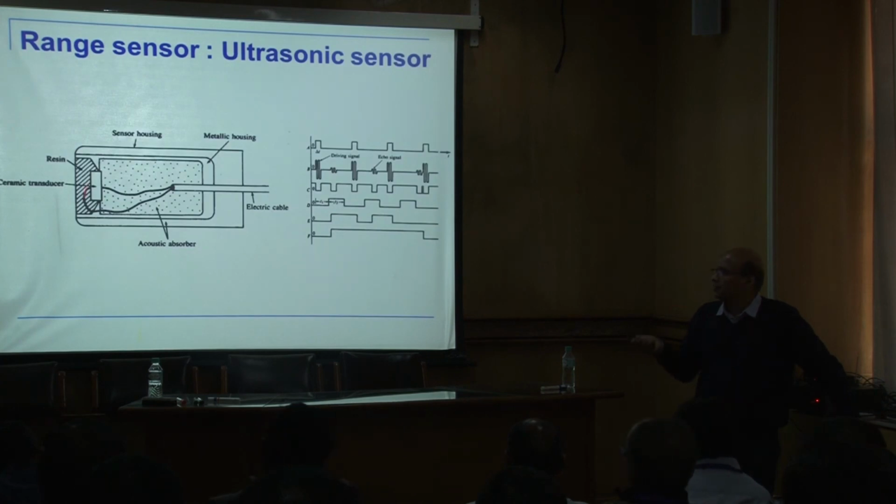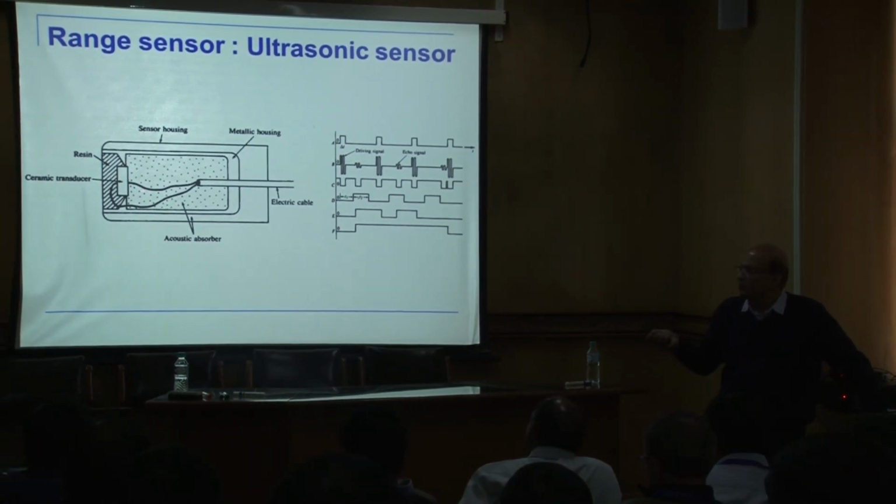Ultrasonic sensors. The ultrasonic sensor working principle is very, very simple. There is a ceramic transducer. We give it a particular charge, and it will vibrate. An ultrasonic transducer means a piezo crystal. If you give it a particular charge at a particular frequency, it will vibrate and give out an ultrasonic wave.